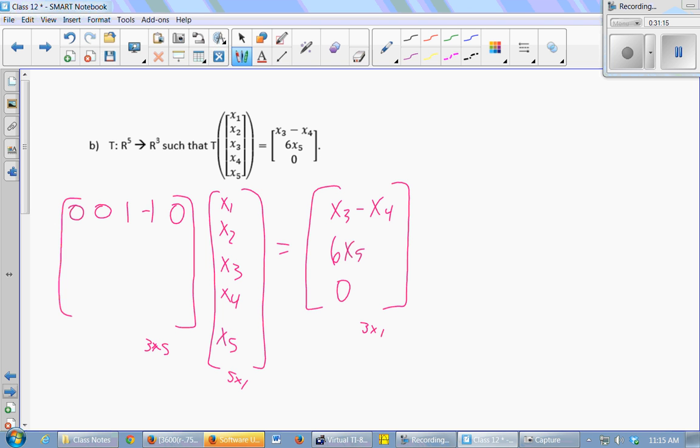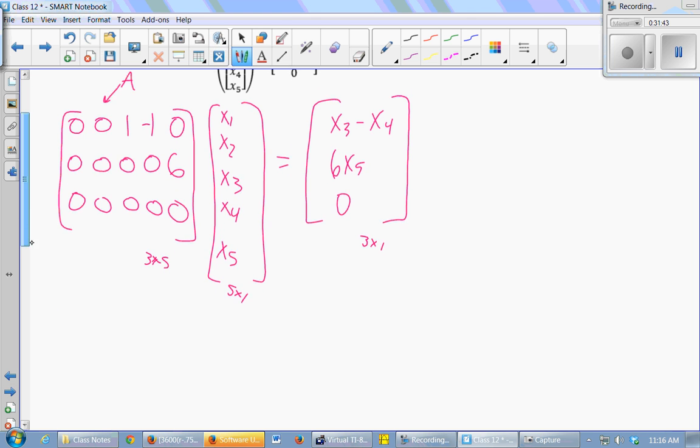All right, so what does my next row have to be? Yeah, 0, 0, 0, 0, 6. So that when I multiply this row times my vector, I get 6x5. And then the third row would have to be all zeros to get 0. Okay, so this is my standard matrix. It's called A. Standard matrix A. Now I want to know if the function T, the transformation T, is 1-to-1 and onto.